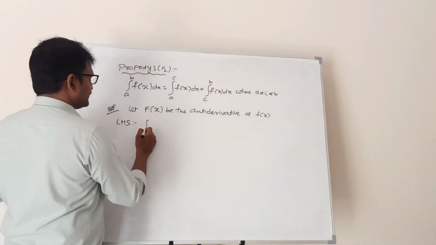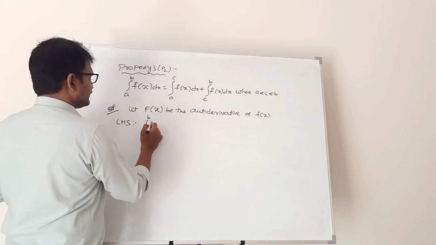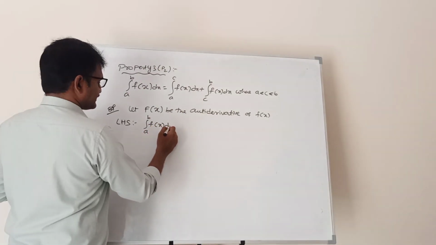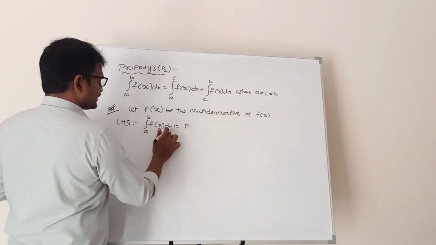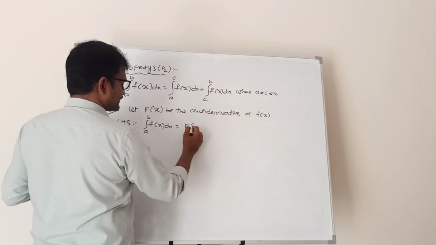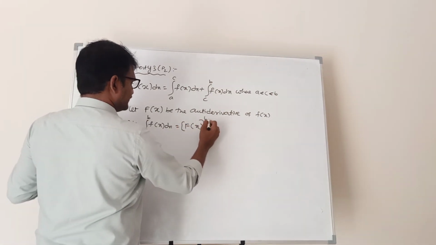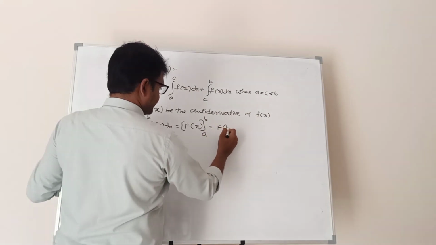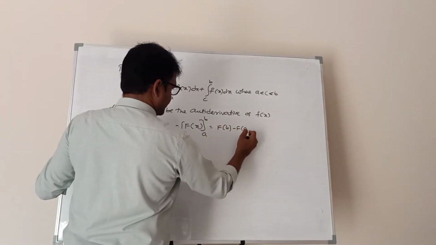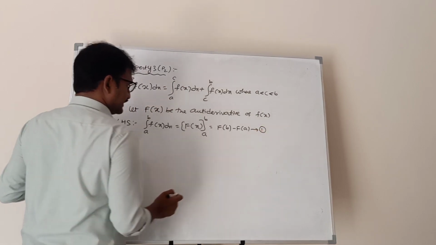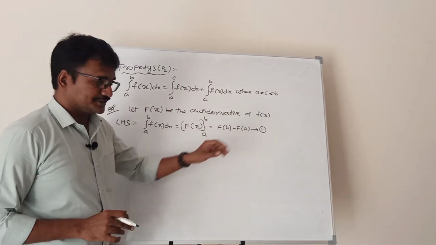LHS: the integration of a to b f of x dx. The integral of small f of x is capital F of x, so with limits a to b it is F of b minus F of a. Let us consider this as equation number 1.